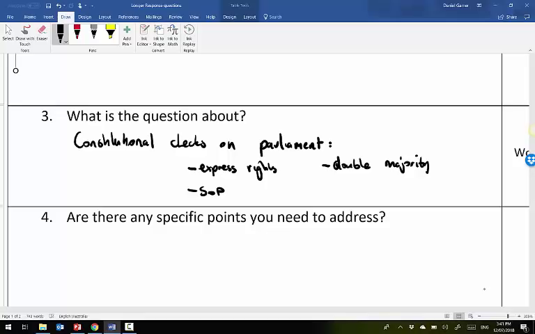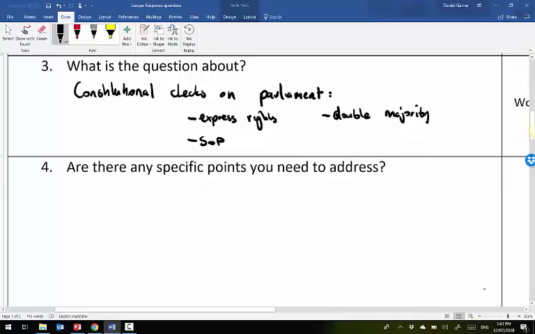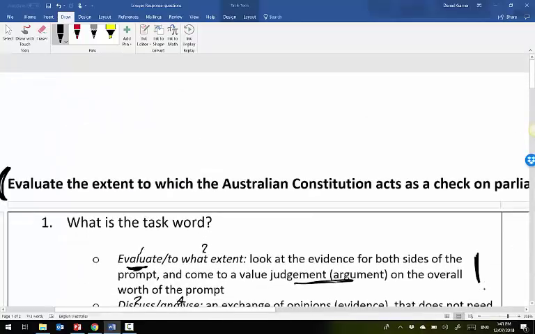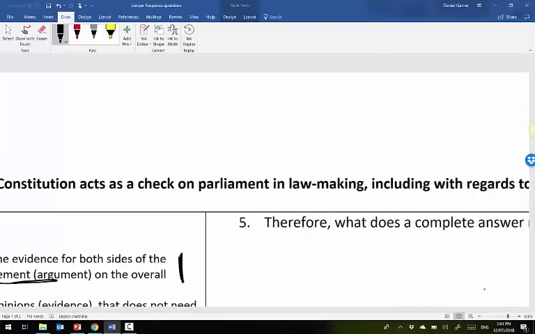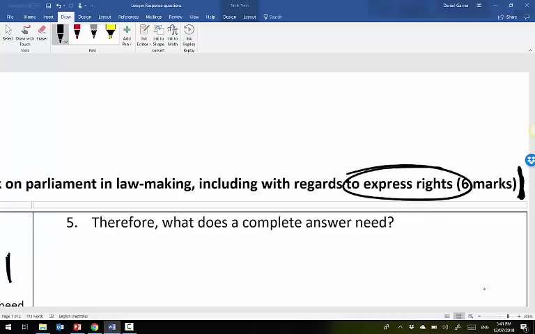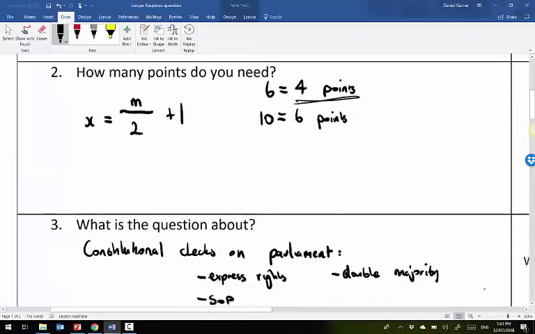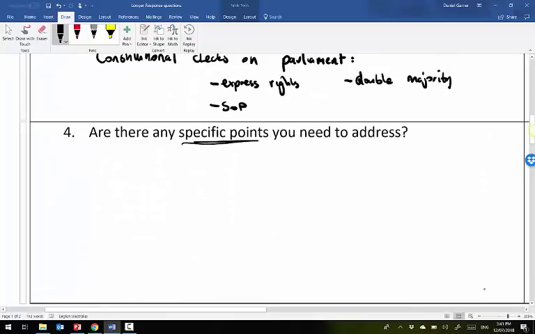So just straight away, okay, you know what the task word is, you know how many points you need to make, then you start looking at, okay, what content do I need to use? A really important thing though is this, making sure that you look at if there are any specific points you need to include. So if we look at this question, evaluate the extent to which the Australian Constitution acts as a check on Parliament, it tells us here, including with regards to express rights. So straight away we know, are there any specific points you need to address? Yep, we need to include express rights.